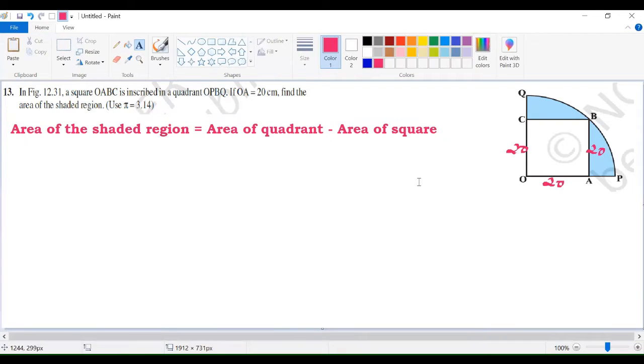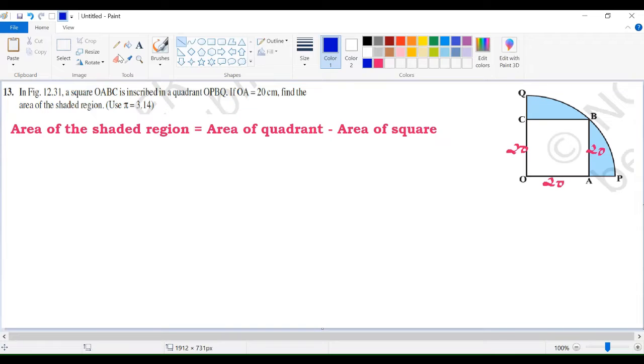So, area of the quadrant we have to find. Area of the square is very easy. Side into side, we will get 20 square. To get area of the quadrant means 1 by 4 of area of circle, that is 1 by 4 pi r square. But what is r here? R is not given. R means OP. OP is the radius. OQ also is the radius, but we don't know that.